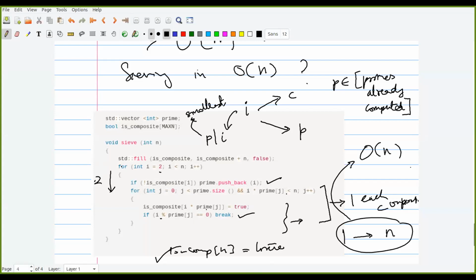Wait, during 2's iteration, it exits because of the j less than prime dot size condition, right? I mean, it doesn't matter. No, I mean, I don't understand why exactly we're doing the last break condition.